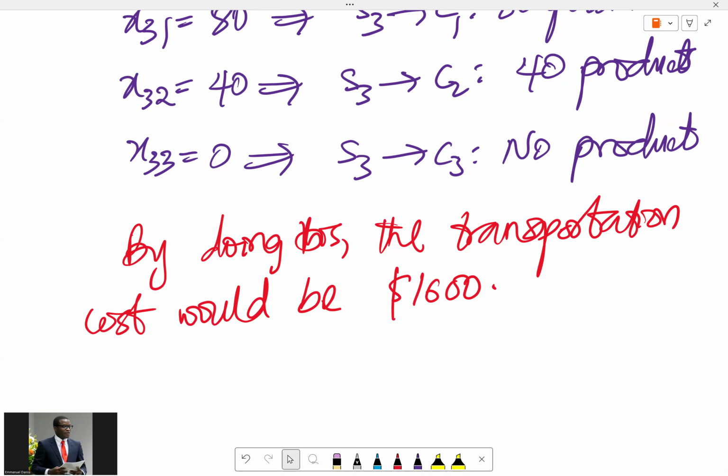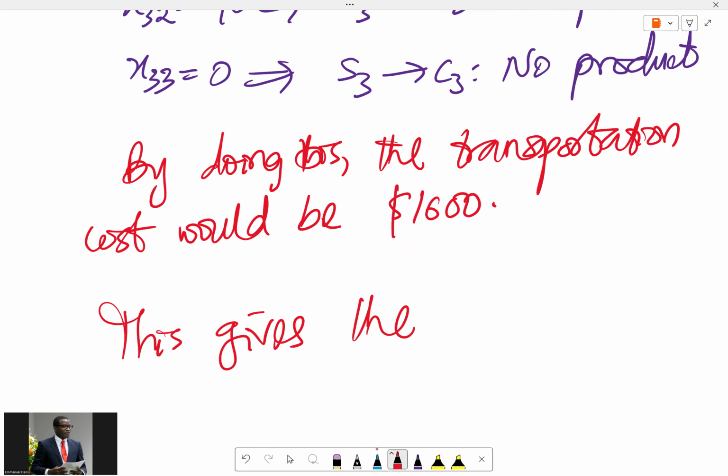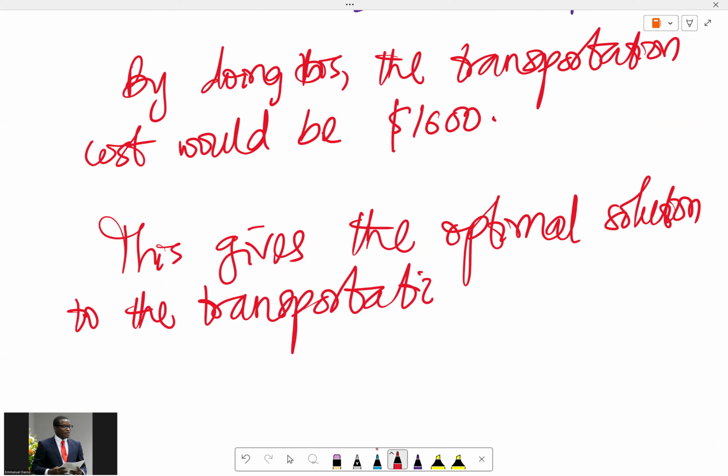So we can conclude that this gives the optimal solution to the transportation problem. You have to watch out for how the northwest corner rule, least cost method, and Vogel's approximation method compare with this particular optimal solution.